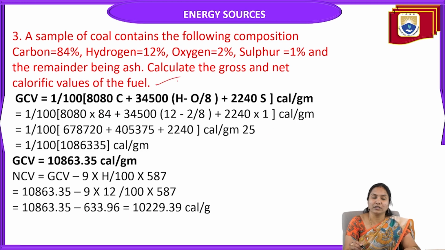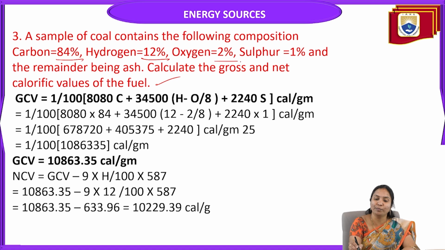One more problem we'll discuss now. A sample of coal contains the following composition. Carbon is 84%, hydrogen is 12%, oxygen is 2%, and sulfur is 1%, and the remaining percentage is ash.